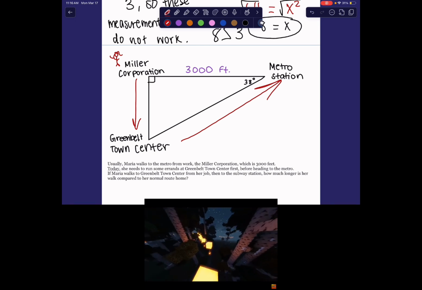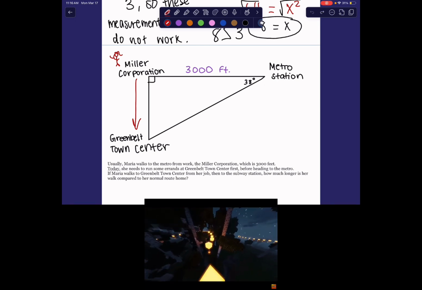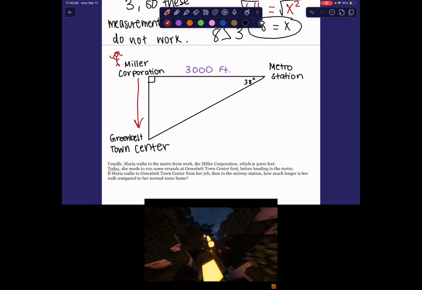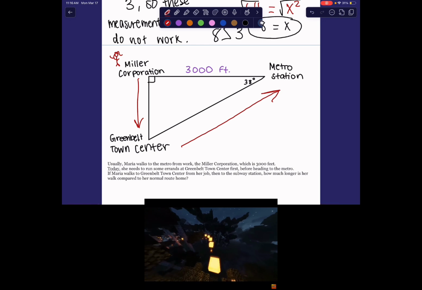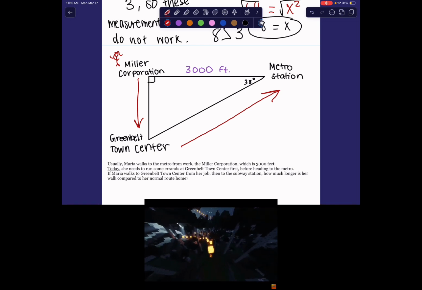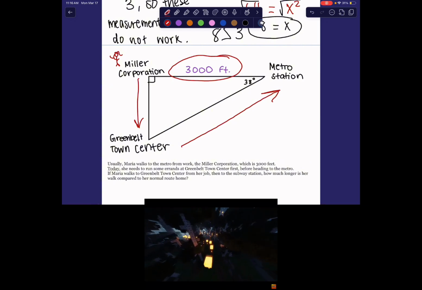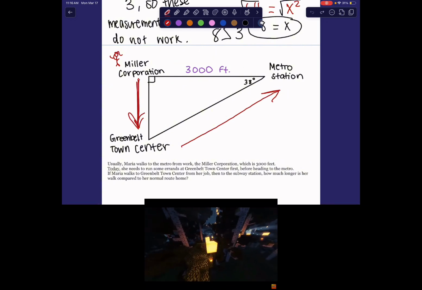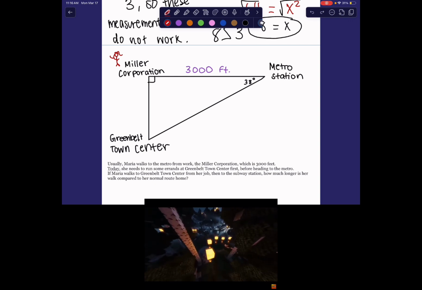If she walks to Greenbelt Town Center, so if she goes from here to here, from work, then to the subway station, which is the metro, how much longer is her walk compared to just the normal route, which is that 3,000 feet? So how much longer is it to go down and up? So let's figure that out.